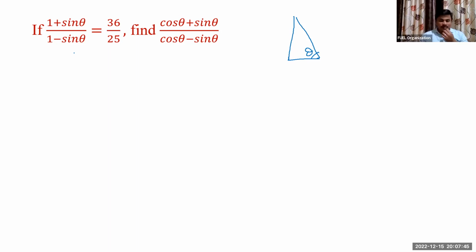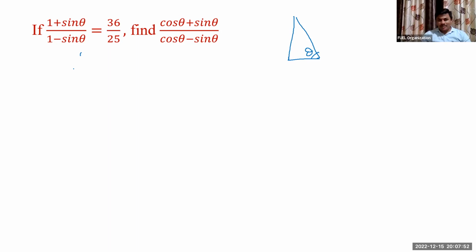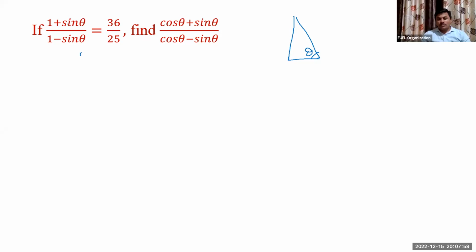I'm not getting it. Do we rationalize it, like 1 plus sine theta upon 1 minus sine theta? Okay, rationalization. Yes, with the positive sign, multiply and divide. If you multiply and divide by 1 plus sine theta, you will get 1 plus sine theta whole square, and in the denominator 1 square minus sine square theta. Later, you can remove the square root. You can try that method. I have not tried, but you may get the answer.